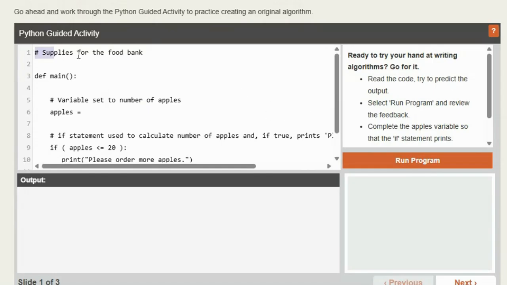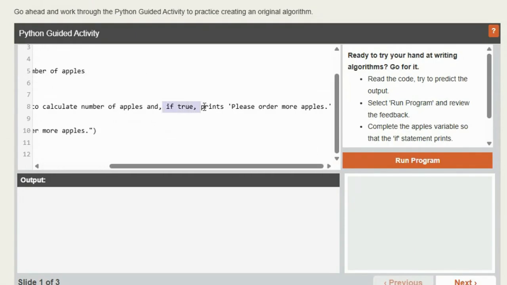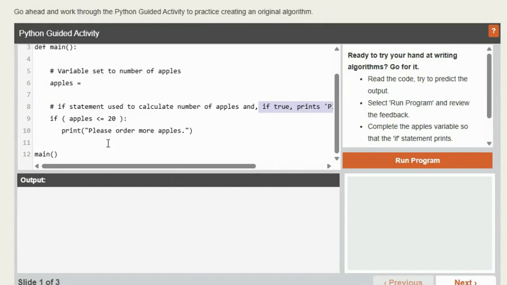It says supplies for the food bank, define main, and this is just a comment because of the little hashtag there. Comment, variable set to number of apples. So it says apples equals, so we've got to put a number of apples. And then this is a comment as well, an if statement used to calculate the number of apples. And if it's true, it prints, please order more apples. So what does this if statement do? It says, if apples are less than or equal to 20, print, please order more apples. So this is an algorithm. It says, let's see how many apples we have. And if we have 20 or less, we need to order more.